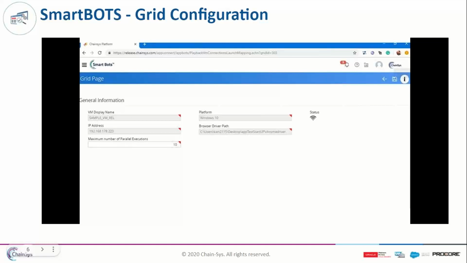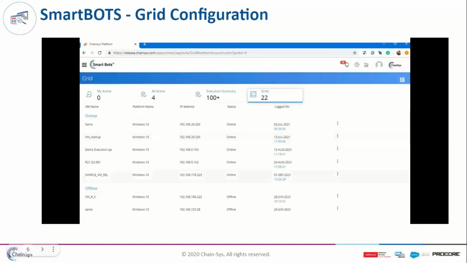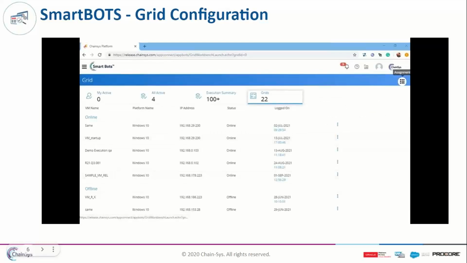And here we can mention how many parallel sessions can be executed on that particular VM itself. It can be 5 or 10 based on the system configuration. So here we are showing our audit information, like when it is created and who has modified it recently.